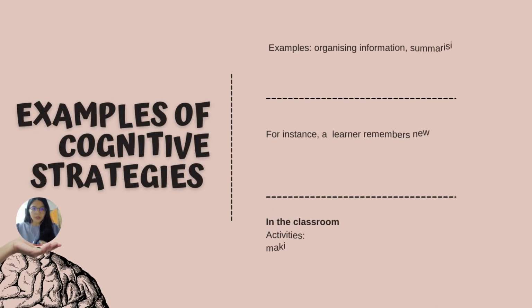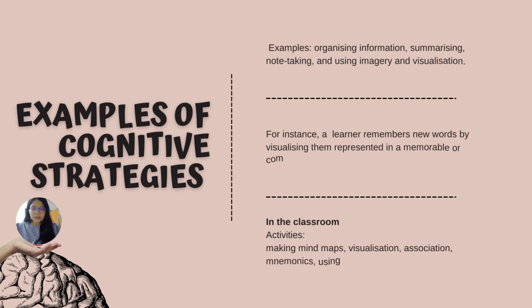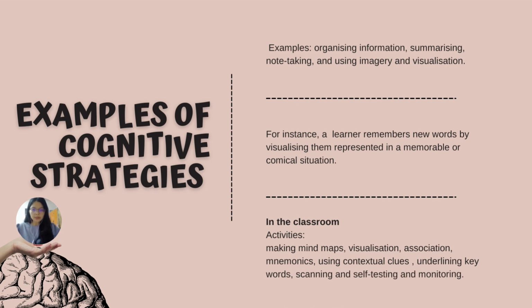Examples of cognitive strategies include organizing information, summarizing, note taking, and using imagery and visualization. For example, a learner remembers new words better by visualizing them represented in a memorable or comical situation. So this makes it easier and faster for them to recall these words.